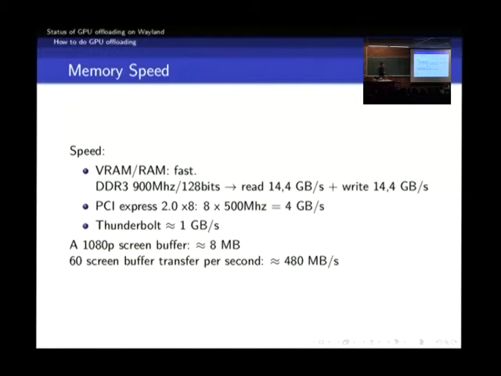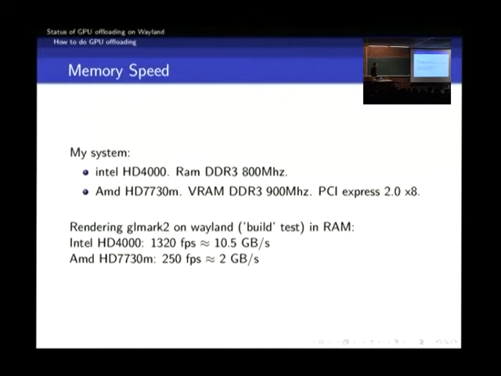So how can that have a meaning for GPU offloading? Well, a full HD full-screen buffer is about 8 megabytes, but if I have to share 60 frames per second, it's going to be a lot more, about 500 megabytes per second.